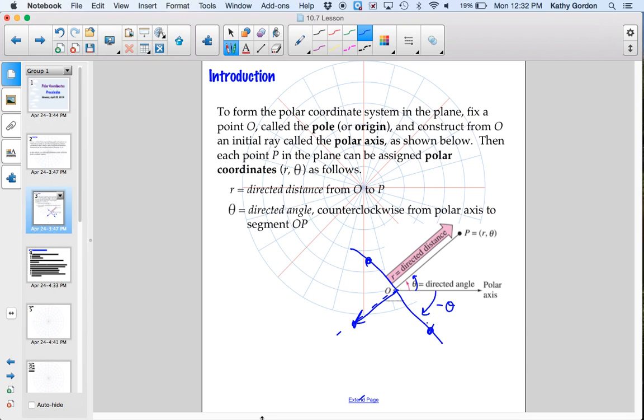Okay? Question? Okay. Any other questions thus far? So basically, the theta determines the orientation of the axis, like the x and y?